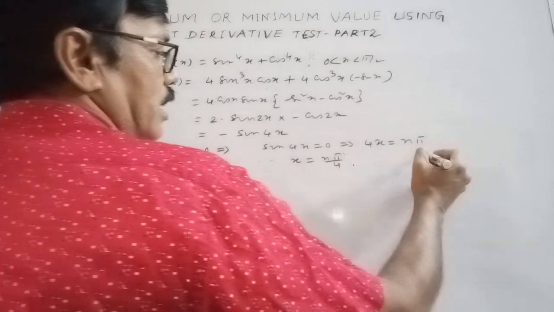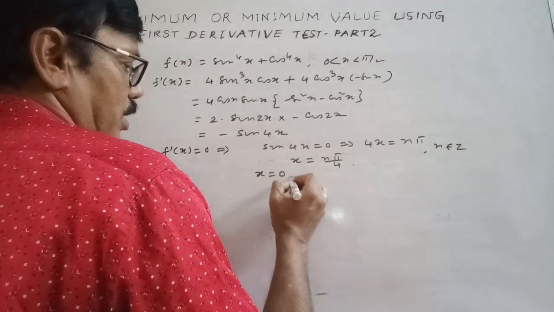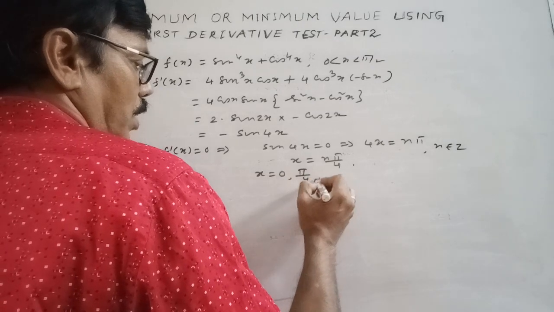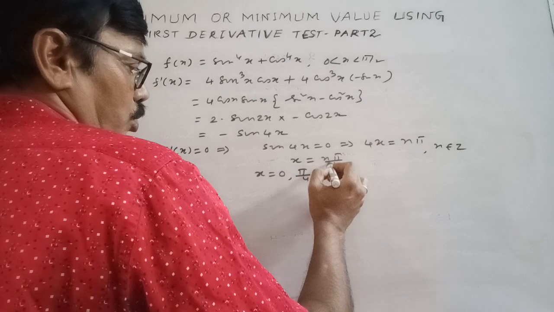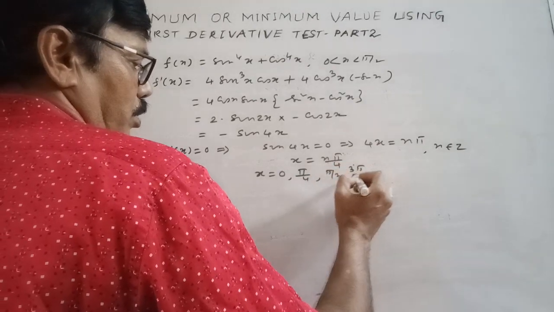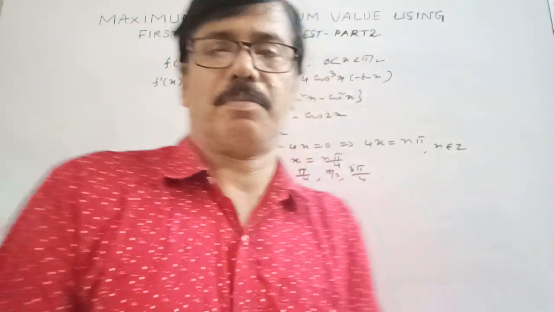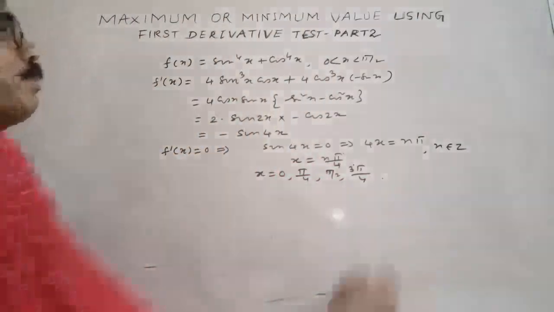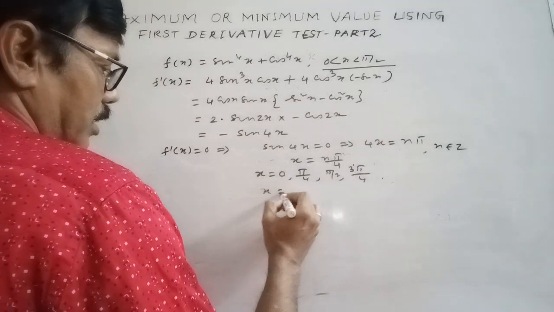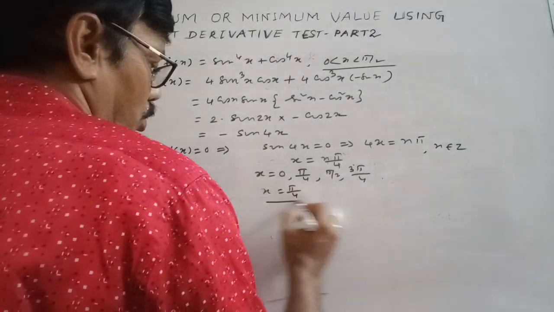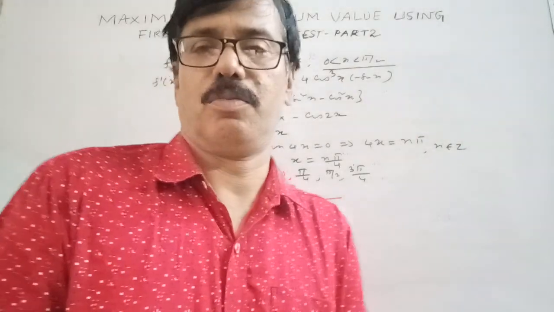Now put n as an integer: n equals 0, so x equals 0, pi by 4, pi by 2, 3 pi by 4 and so on. Now we take the value of x in the specified interval. So what is the value? x equals pi by 4.